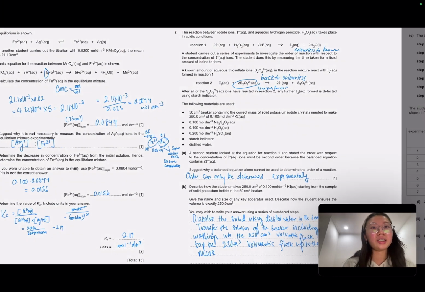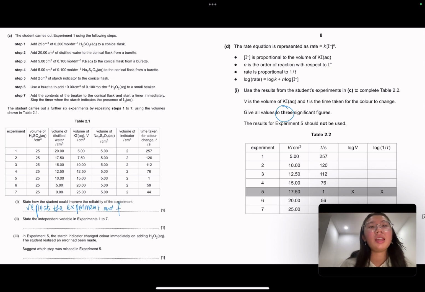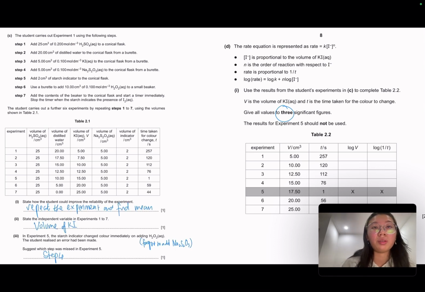Alright, next part. The student carries out experiment 1 using the following steps. Add 25 cm³ of 0.2 mol/dm³ H2SO4 into a conical flask. Add 20 cm³ of distilled water into the conical flask from a burette. Add 5 cm³ of your 0.1 mol/dm³ KI. Alright, add 5 cm³ of 0.1 mol/dm³ Na2S2O3. This thing is what? It basically switches your iodine into your iodide. Alright, add 2 cm³ of starch indicator to the conical flask.